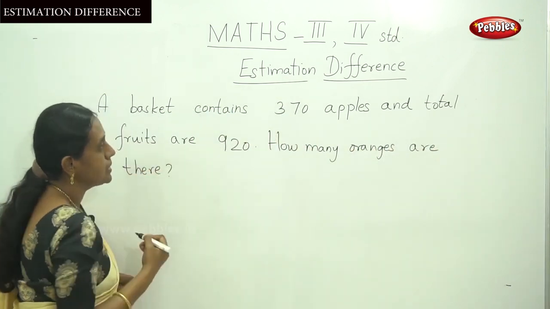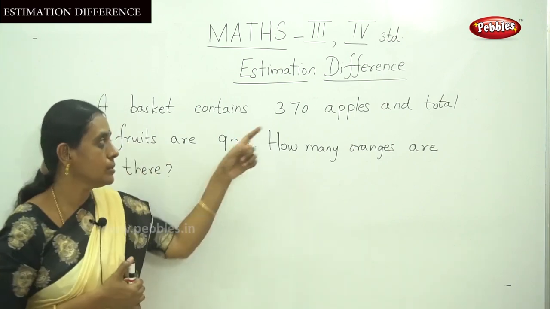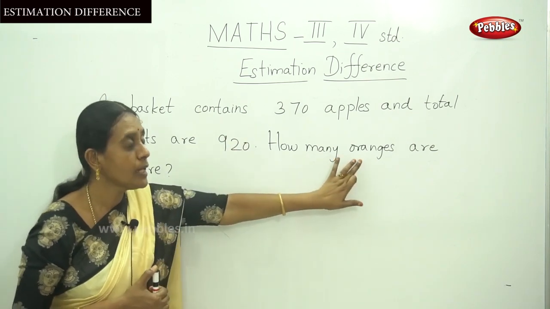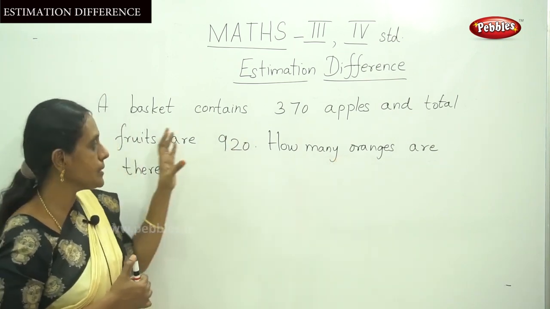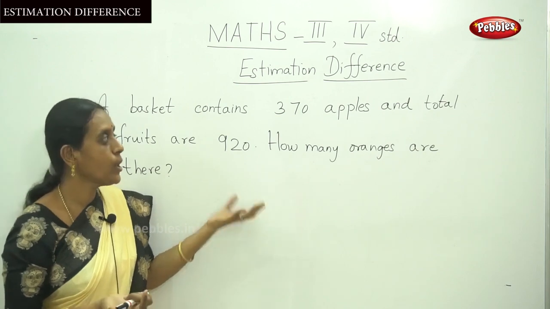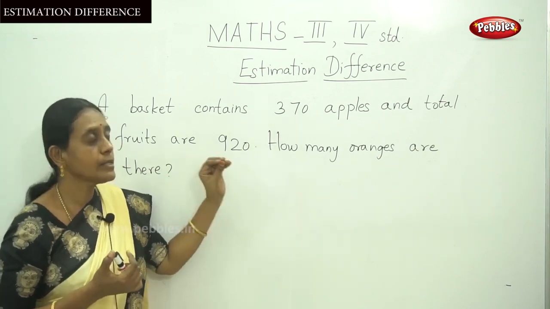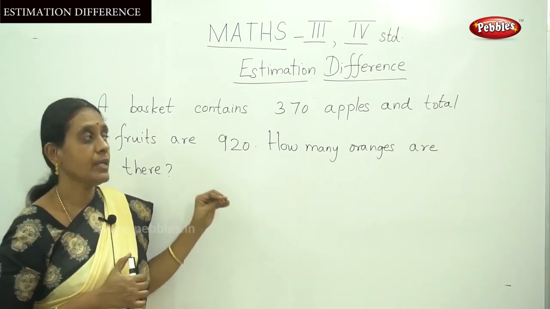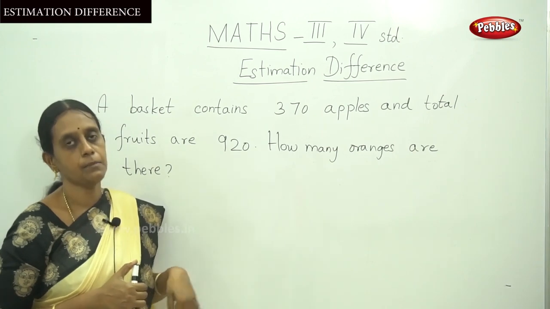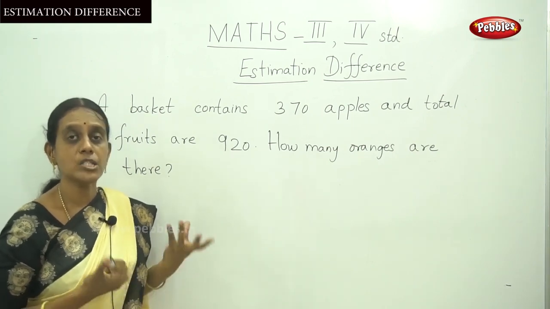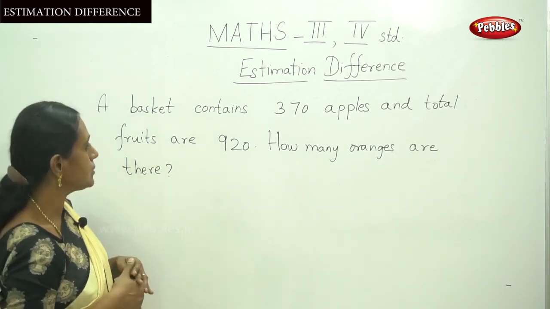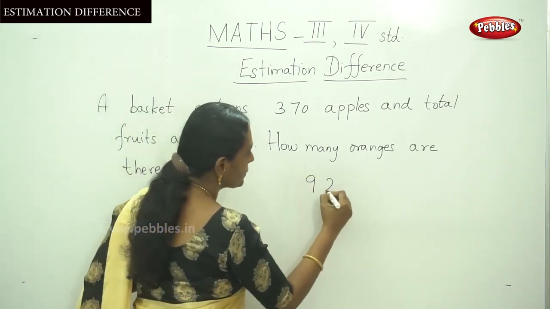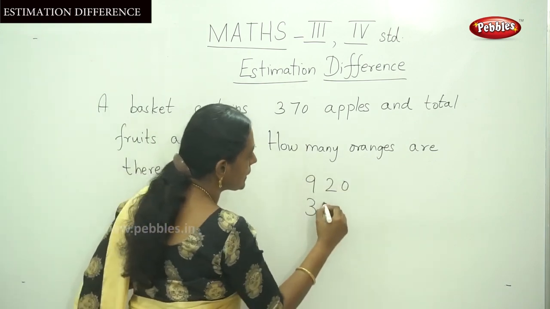This is a real life sum. Two contents we know, and one we don't know, the number of oranges. Okay, can you understand this? A basket contains total fruits 920, among this only 370 are apples, and you should calculate the number of oranges. First we subtract the actual numbers, then the estimation. So 920 is the actual number, and here the other actual number is 370.